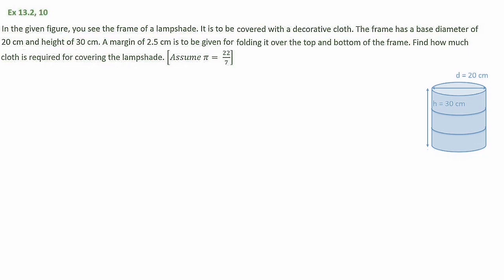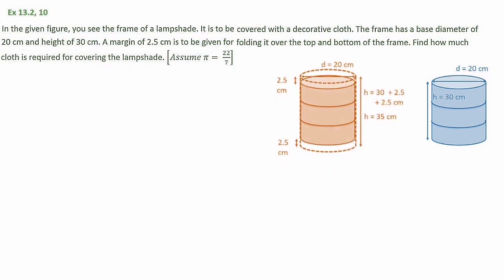Let's see the given diagram. So the lampshade is like this. It's cylindrical in shape, height is 30 cm, diameter is 20 cm. And how should it be covered? In this way it should be covered. A 2.5 cm margin we have to keep for folding it over the top and bottom. Top and bottom for covering, you should keep a 2.5 cm margin.